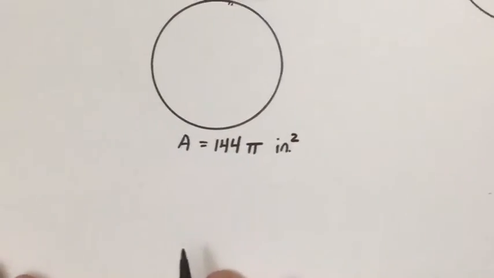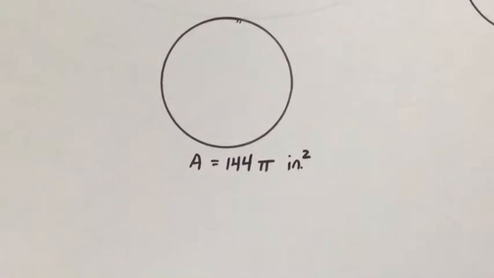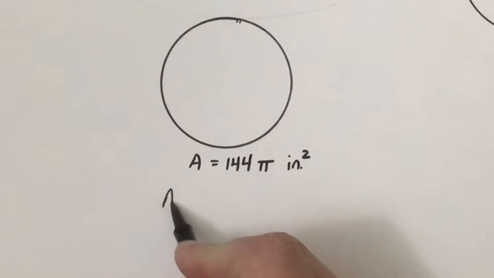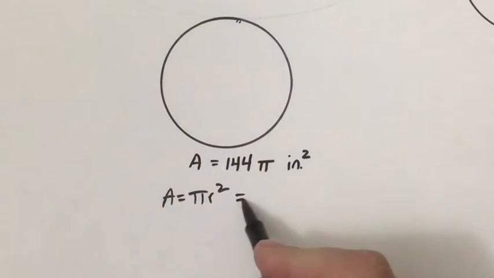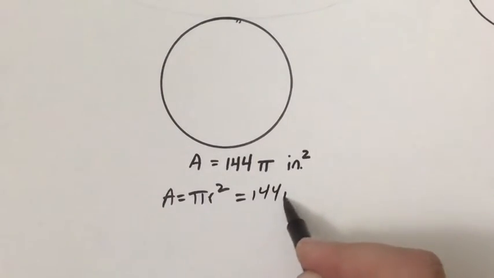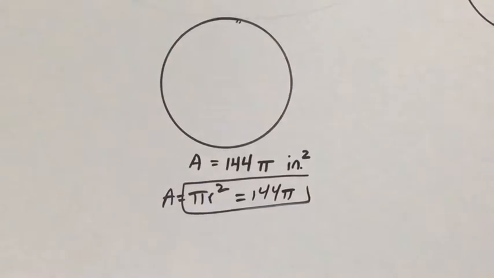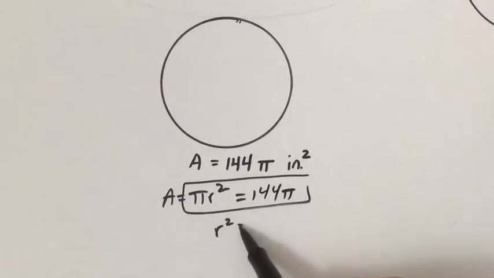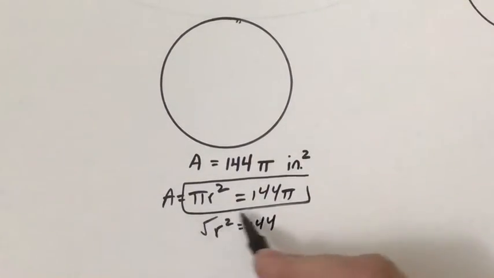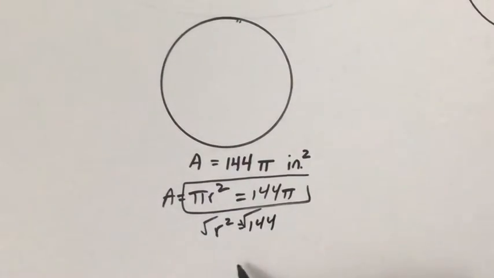Last problem. Here we have the area, 144 pi. The area formula equals pi r squared, but that also equals 144 pi. That is your math problem. We need to solve that math problem. So if I cancel out the pi's, I get r squared equals 144. If I take the square root of r squared and the square root of 144, r is 12 inches.